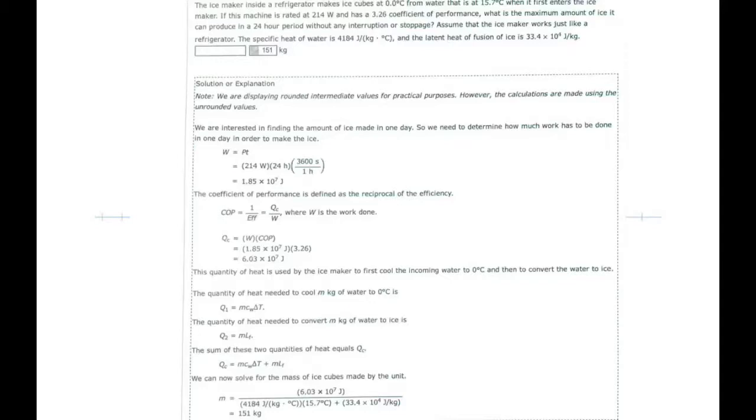Once you get that, you have to find the amount of heat required, because first you have to cool the water to 0 degrees Celsius. That is given by mc delta T. Then you have to change the water into ice, which is given by mass times latent heat. After you find both, you add them up, and that's done here in one step. Then you can calculate the mass of ice because you know QC. Put them equal to each other, and you get the answer as 151 kilograms.